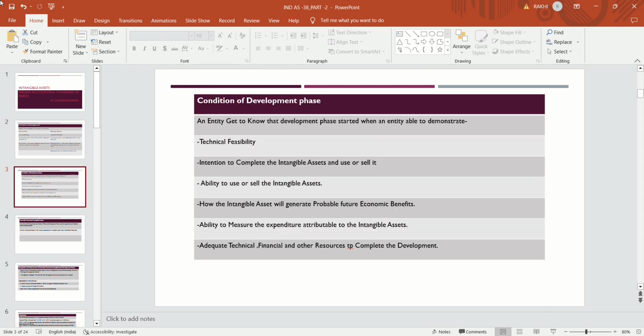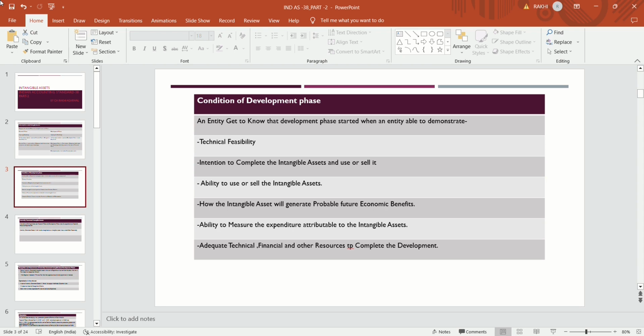Now the question: suppose one company has prepared a motion picture which the government has banned, not to be published. They had technical feasibility, they had the intention to complete, they had already completed that motion picture, but they are not able to sell or use it. So technical feasibility is present, intention to complete the intangible asset is present, but ability to use or sell is not present. If the condition is not fulfilled, then it is not said to be a development phase. Then all the expenses are treated as research phase and charged to P&L.